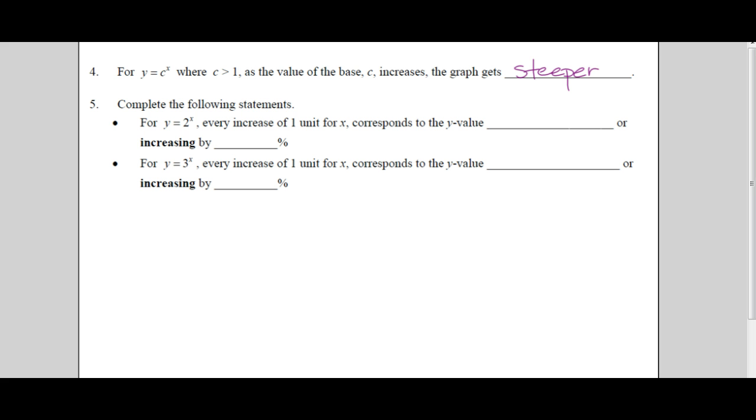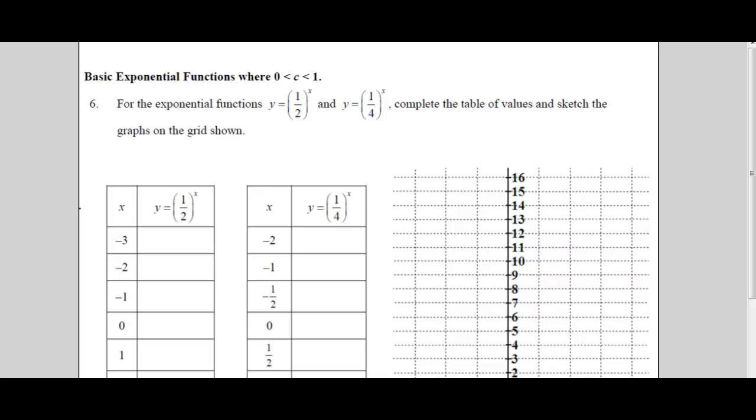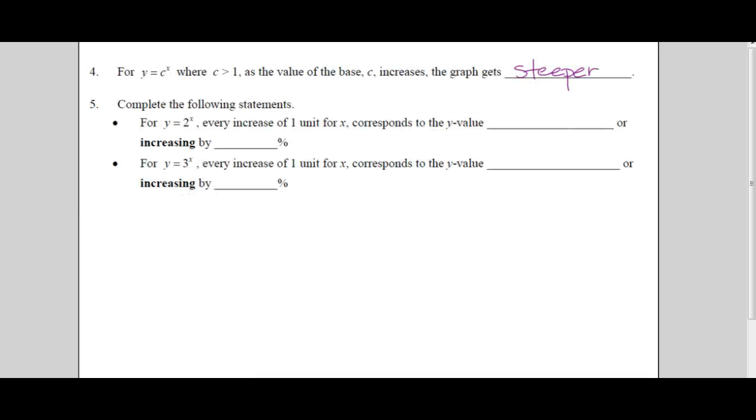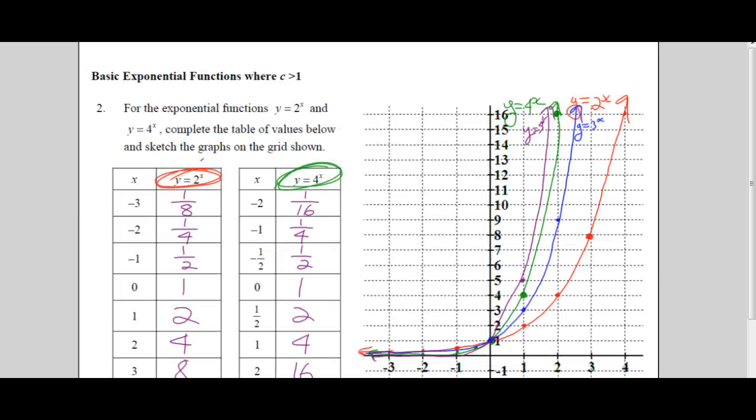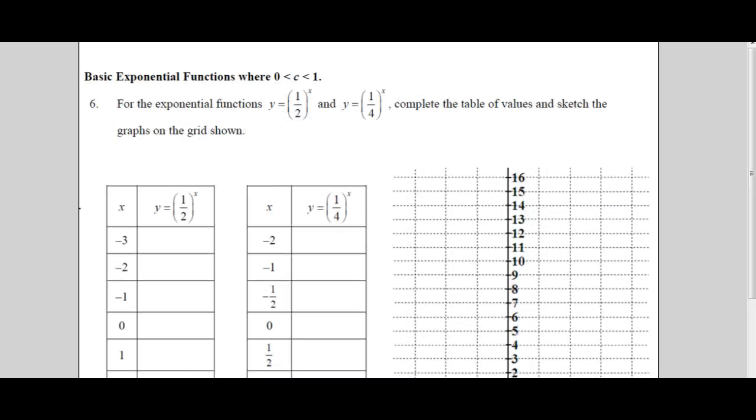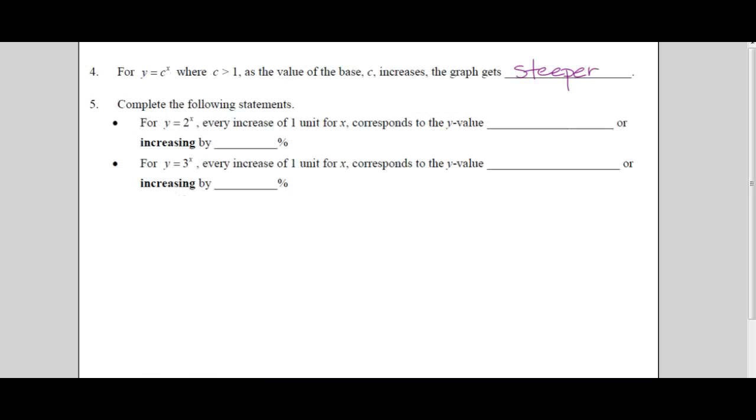Complete the following statements. For y equals 2 to the x, every increase of 1 unit for x corresponds to the y value. So 2 to the x, this is the red one, right? So I go from 1, 2, I go to 2 here, this goes to 4, I go to 3, this goes to 8. So 2 to 4, 4 to 8, what's happening? The y value is doubling, or increasing by 200%.